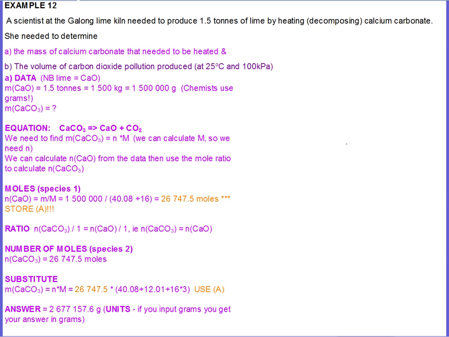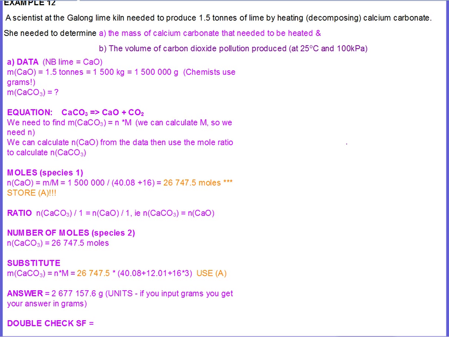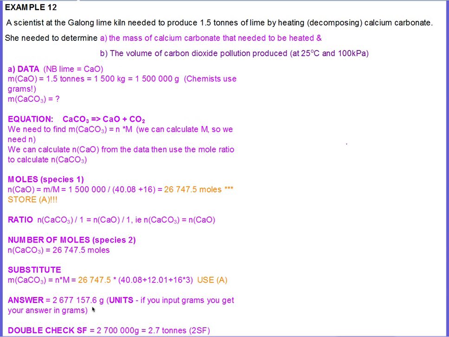Now the reason we've got units in grams is because we're using grams all the way through, and chemists use grams in our calculations. But there's one more thing we've got to think about. We've got to think about significant figures. Now if we look at our data, we were told we've got 1.5 tons of lime, and therefore there should be two significant figures, so that rounds off to 2,700,000 grams of calcium carbonate required, or just 2.7 tons.